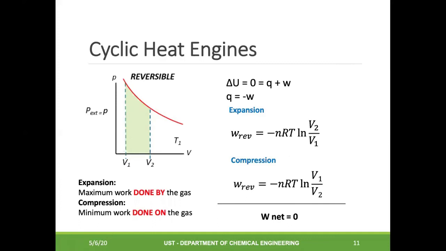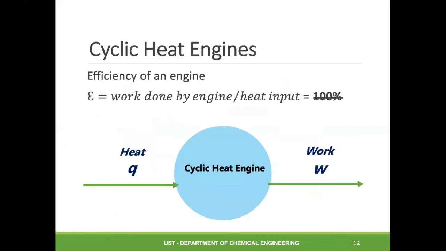Now, since this is reversible, we consider the compression, which is the minimum work done on the gas. The reversible work is equal to negative nRT ln V1 over V2. Thus, the net work, which is the sum of the reversible expansion plus the reversible compression, becomes 0. Now, the second law explains that since the efficiency is the work done by the engine over the heat input, from the equation earlier we could say that it is impossible to get 100% efficiency.